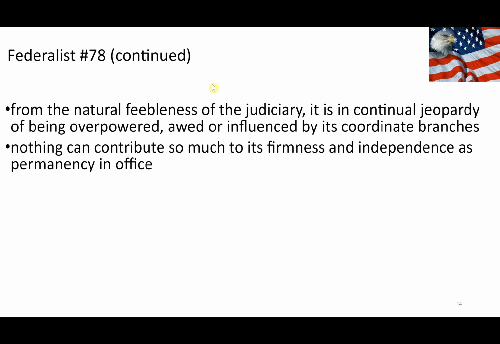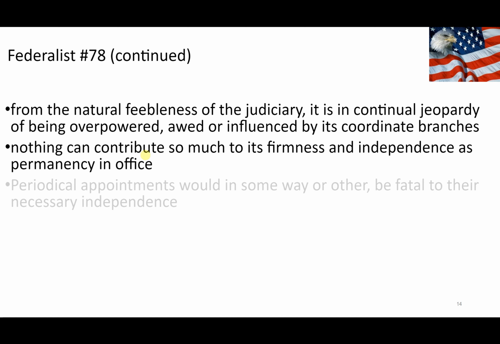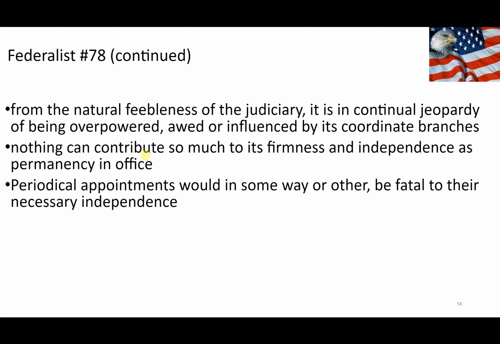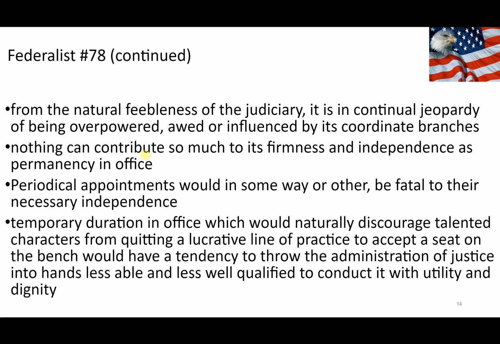Now, unfortunately, due to the weak powers of the judiciary, it is in continual jeopardy of being overpowered, awed, or influenced by its coordinate branches. This is why you have the whole permanent office thing, so as to prevent the courts from being tampered with. Periodical appointments, according to Federalist 78, would in some way or other be fatal to their necessary independence.